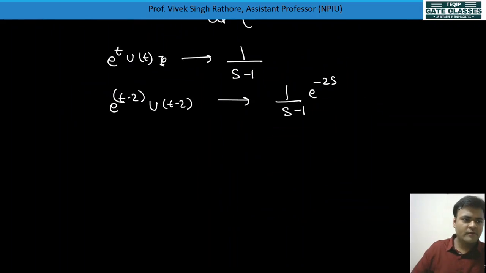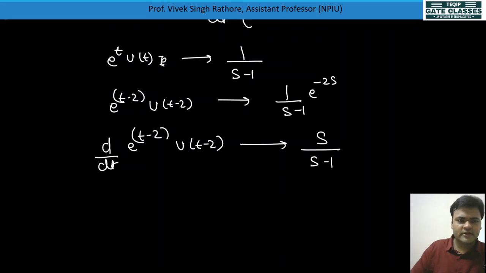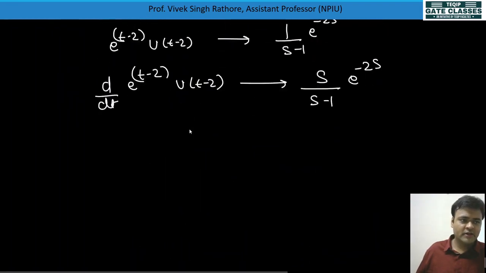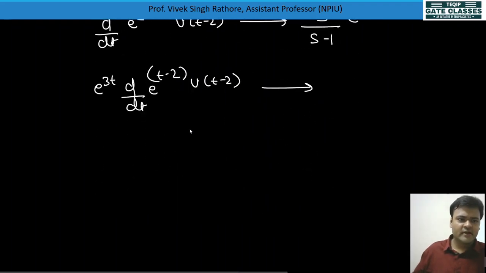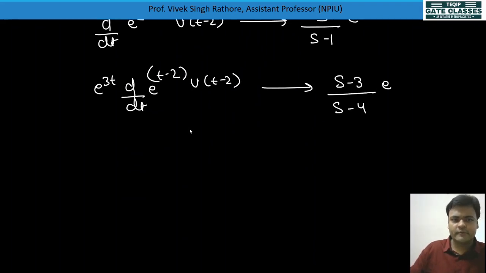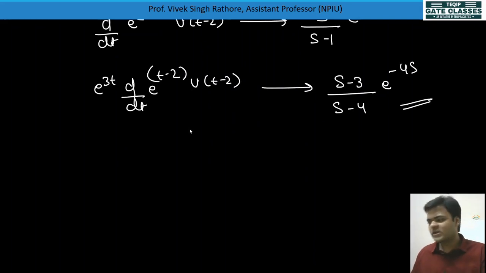Now we'll do d by dt of e to the power t minus 2 u of t minus 2. It is equivalent to multiplying s with the signal, e to the power minus 2s will be there. Now it has been asked e to the power 3t into d by dt of e to the power t minus 2 u of t minus 2. So e to the power 3t means that whatever s will be there, it will be s minus 3. So s minus 4 will be there, e to the power minus 4s will be there. Simple question.